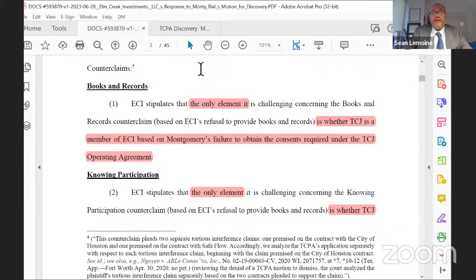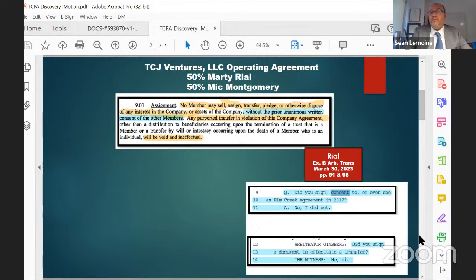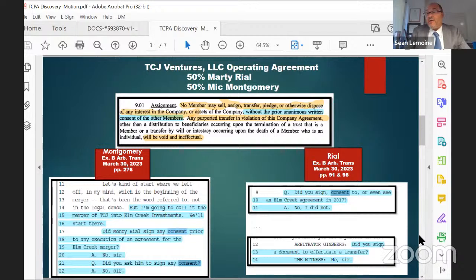And here's what the case really comes down to. They make an argument that the operating agreement for TCJ is 50-50, and nobody can do anything with the company assets without agreement. Mr. Rial testifies in front of the arbitration on March 30th in front of Judge Ginsburg that he didn't consent. Mr. Montgomery, the other half of the 50%, testifies he also didn't consent.